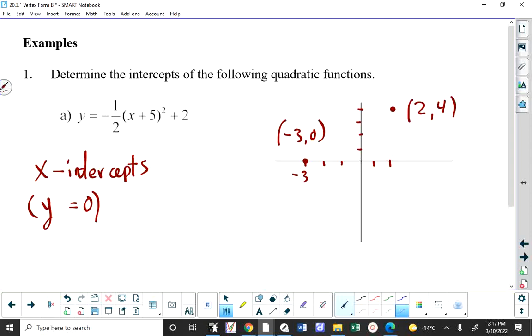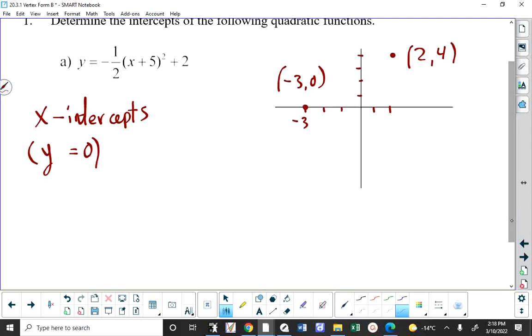Y-coordinates that are positive mean the point is above the x-axis. Y-coordinates that are negative mean the point is below the x-axis. So any point on the x-axis has a y-coordinate of 0. Similarly, or conversely, any y-intercept is always going to be where x equals 0.